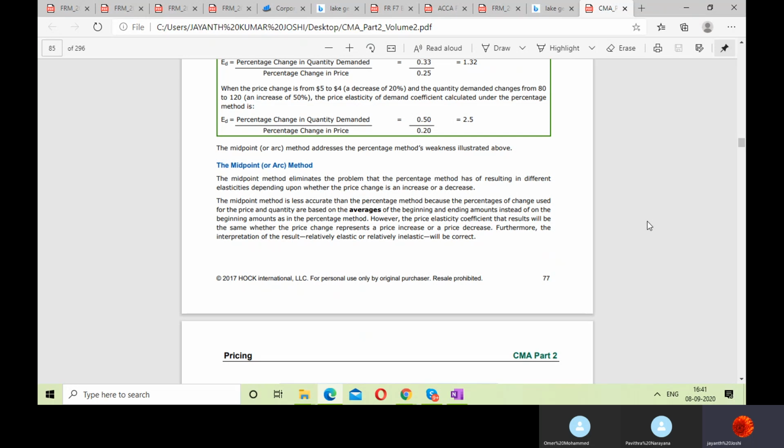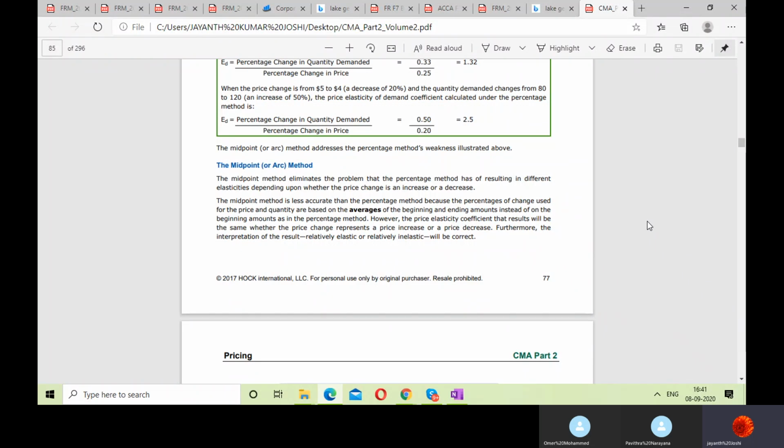The midpoint method is less accurate than the percentage method because the percentages of change used for price and quantity in the midpoint method are based on the averages of beginning and ending amounts instead of on the beginning amounts as in the percentage method. So in the percentage method, what we used to do, we just used to take the percentage change. Here we have to take the averages.